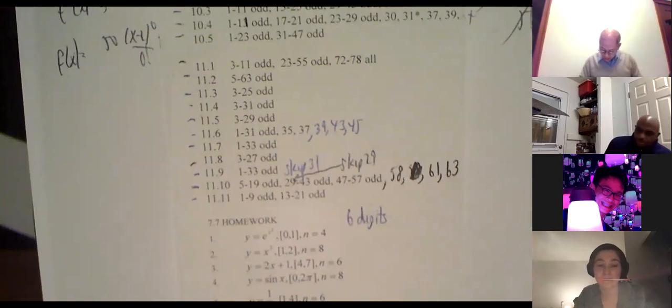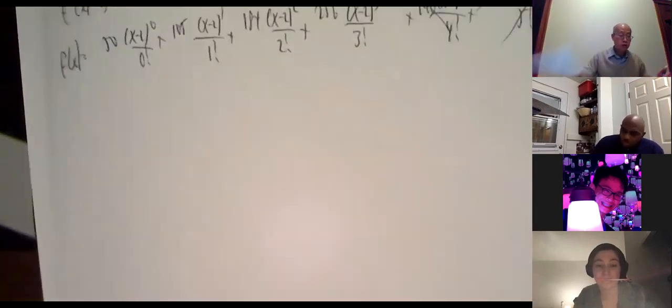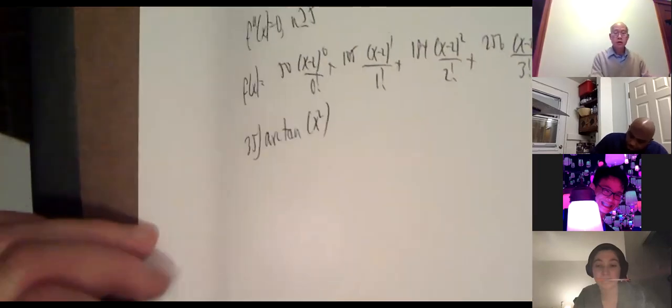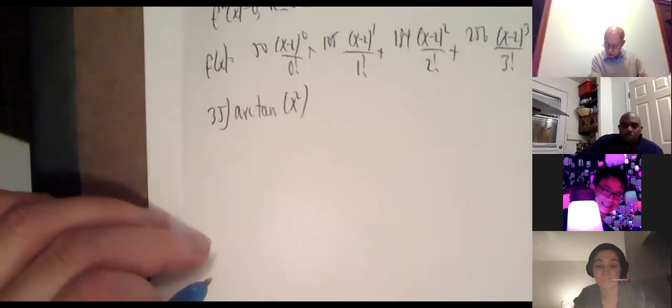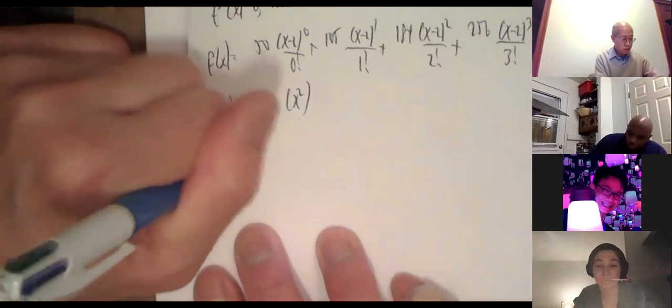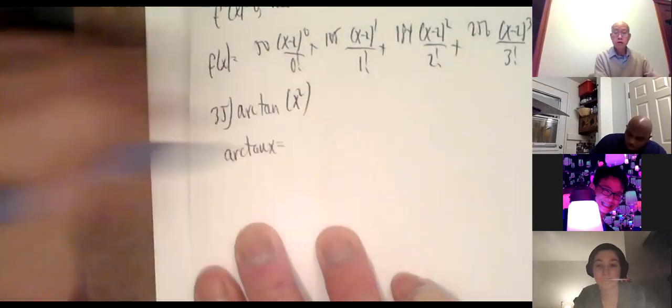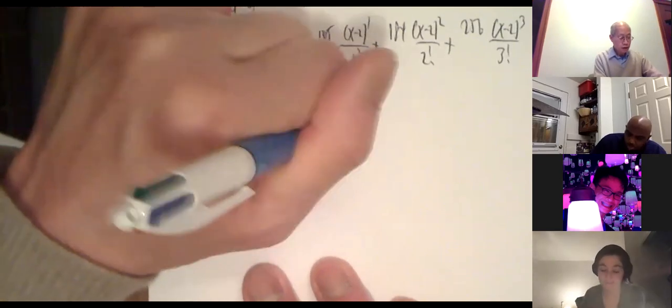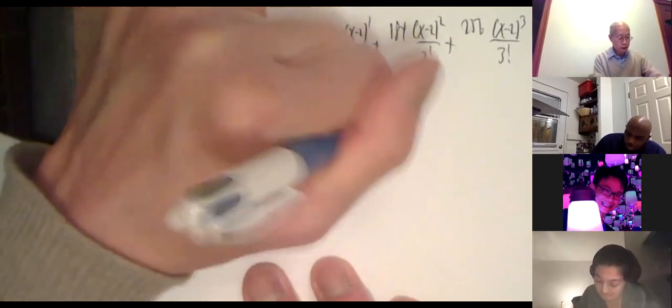Number 35, arctan of x squared. So I start with arctan x. You can look that up in the table. It's x over 1 minus x cubed over 3 plus x to the 5th over 5 minus x to the 7th over 7.